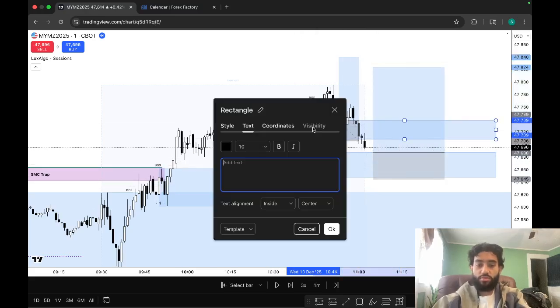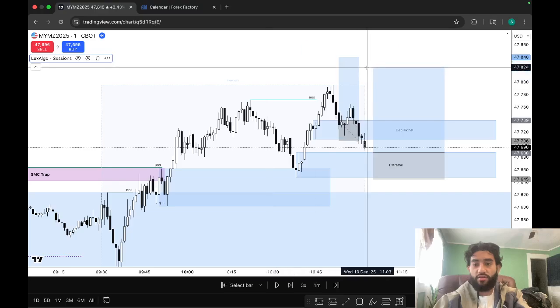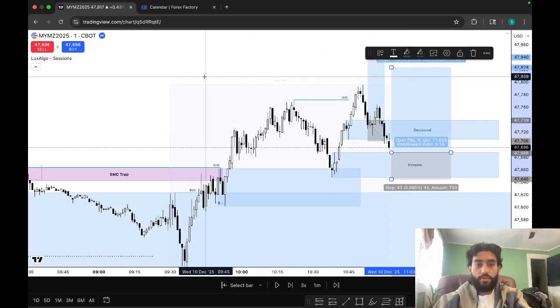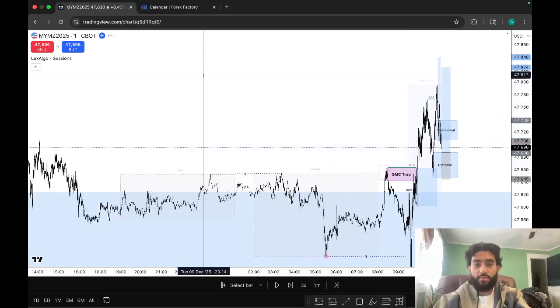Extreme and decisional. Decisional and extreme. These were my 2 zones for the day, my 2 entries for the day. So, yeah. Let's see. I'm going to mark out price in a second. I'm going to let it play.